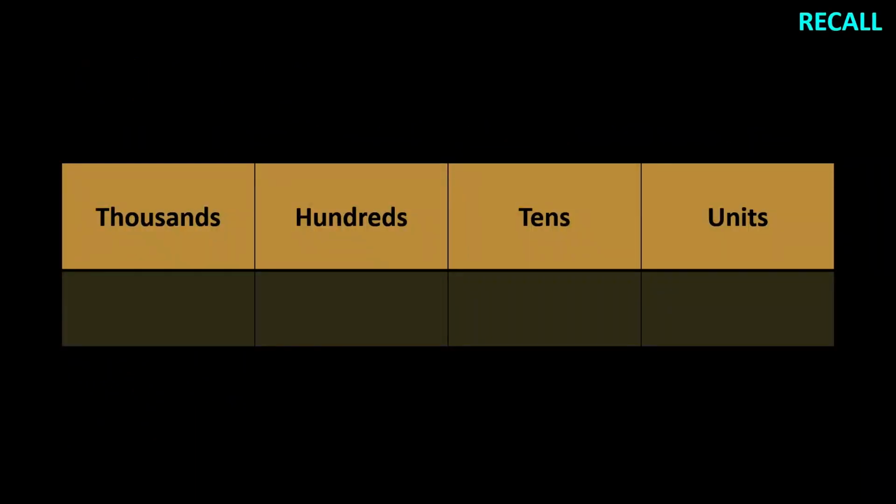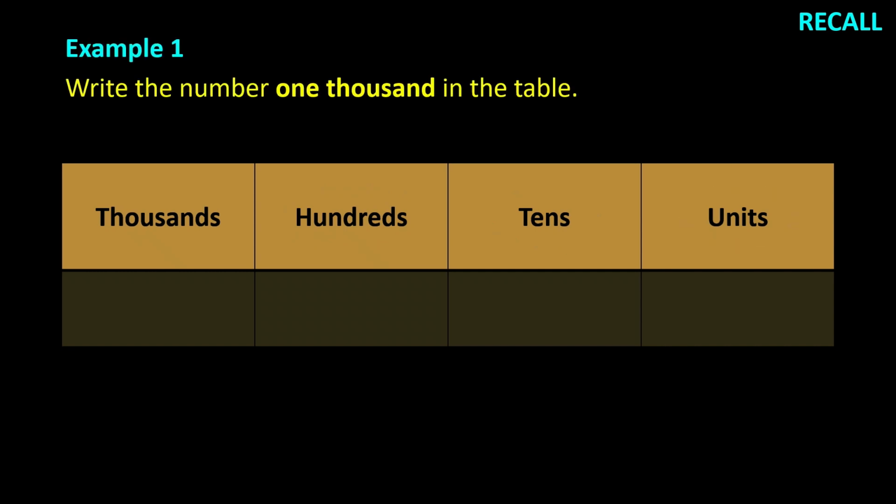This table should help you to understand how numbers up to 1000 can be written. The table is divided into 4 headings: thousands, hundreds, tens, and units. Let's begin with the first example. We're going to write the number 1000 in the table. We put a 1 here, since there is 1 thousand, and 0 here, since there are 0 hundreds, and similarly 0 here, as there are 0 tens, and 0 here, since there are 0 units. And this is the number 1000.